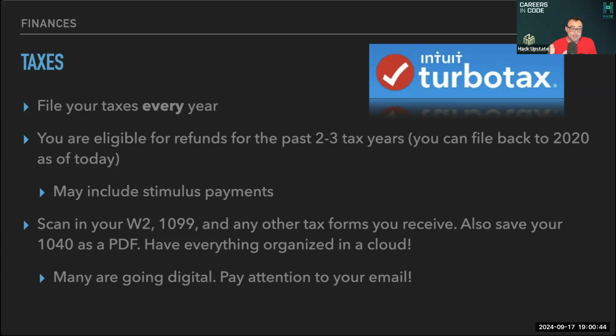And the last thing I'll say before we go on break: many W-2s and 1099s are going digital now. So you do want to keep an eye on your spam inbox around end of January, early February, when most of those forms get sent out, because a lot of them are doing digital delivery now instead of sending it to you in the mail. So all things to be on the lookout for.